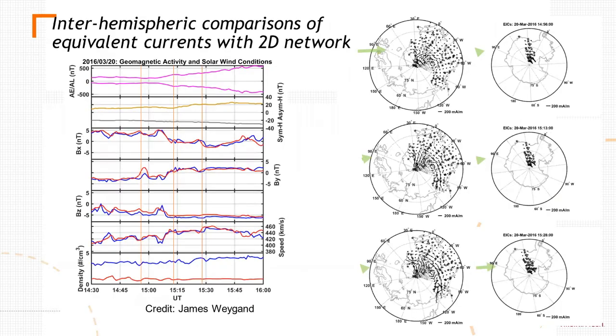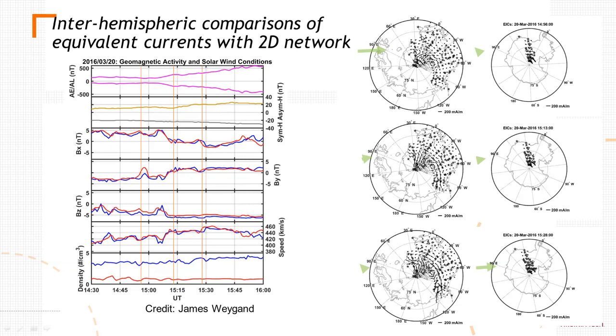So is that the case now? No. Shown by James Weygand is equivalent currents with a 2D network. Here's a showcase. On the left is a disturbance on March 20th, 2016. The magnetic activity and solar wind conditions are shown here.